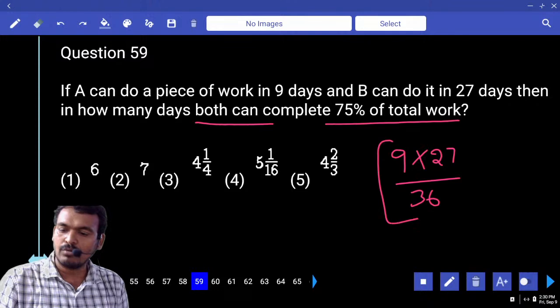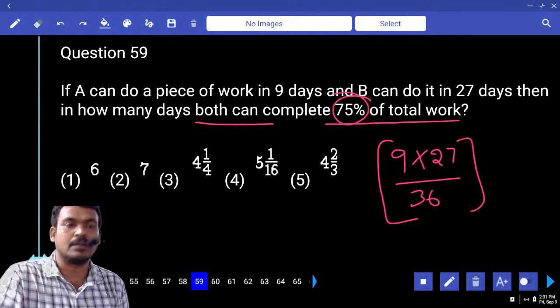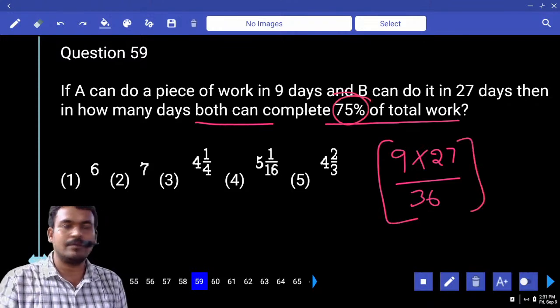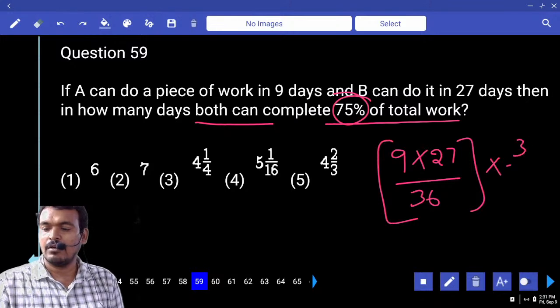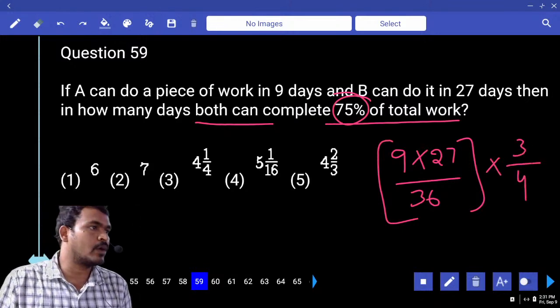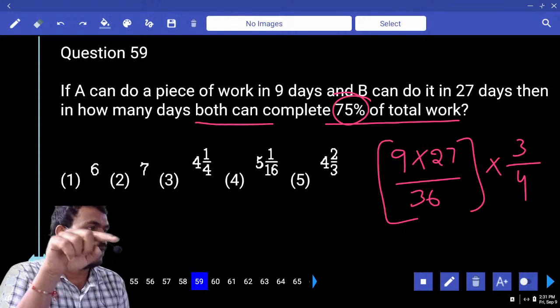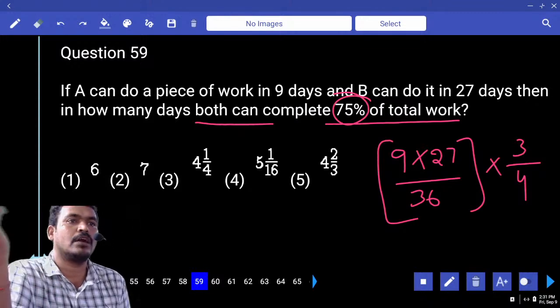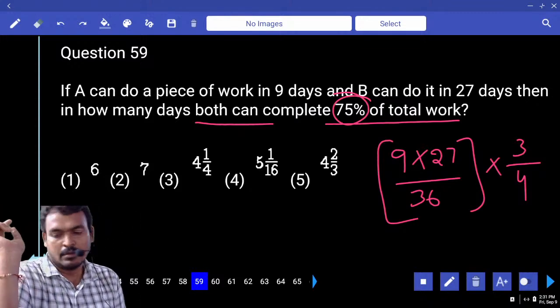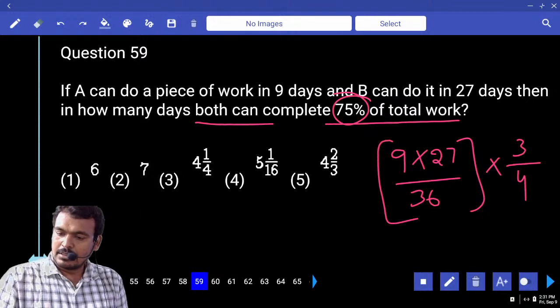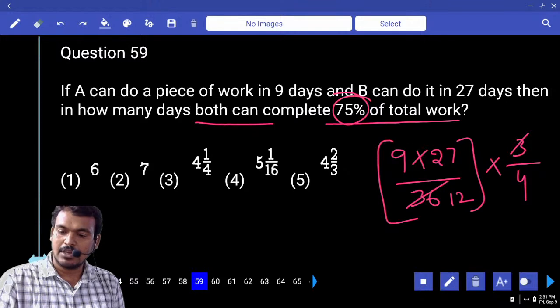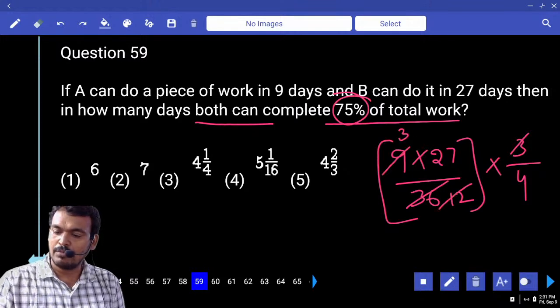But out of the total work, how much do we need? 75%. 75% means we write 3 by 4 or not? Okay. Out of the total number of days, we required how much? 3/4 or total? 3/4. 3 how many times? 12 times or not? Next, 3 how many times? 3. 3 how many times here?